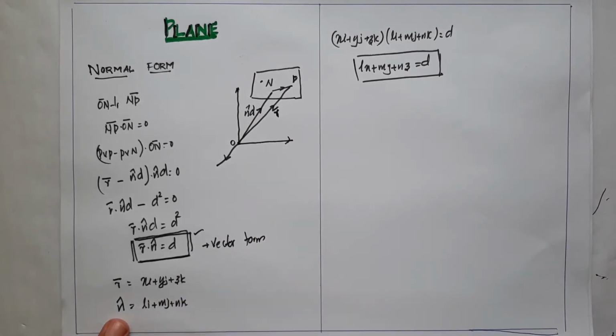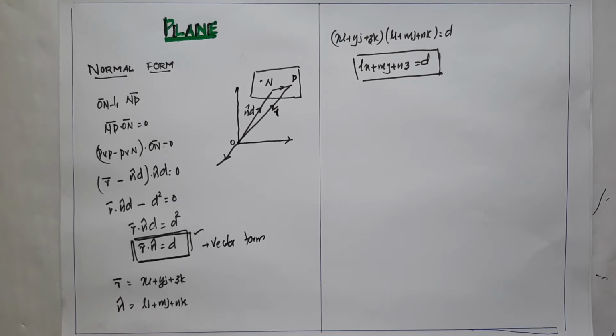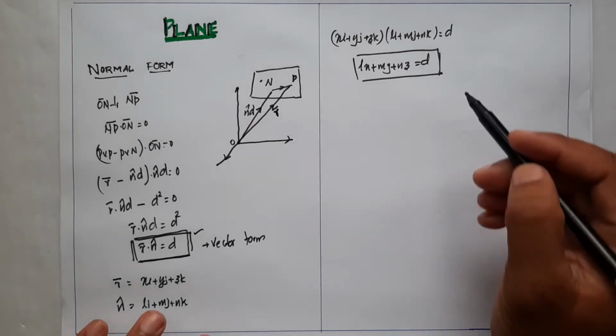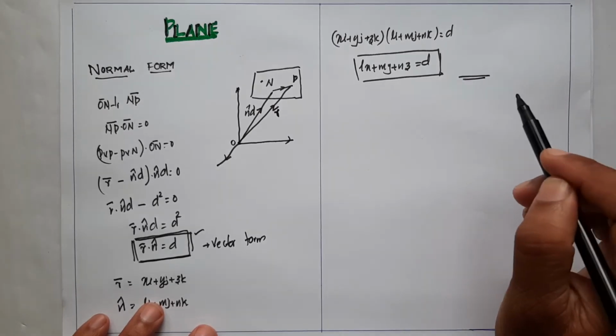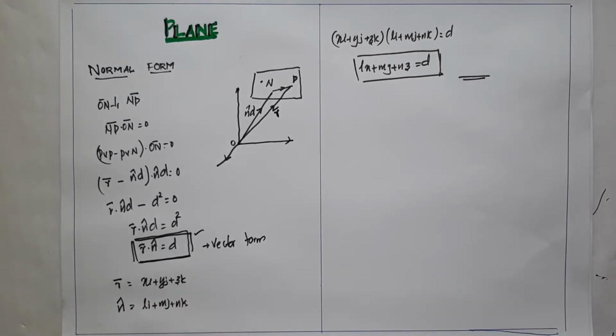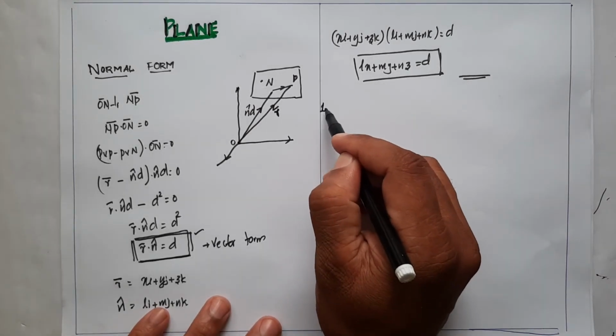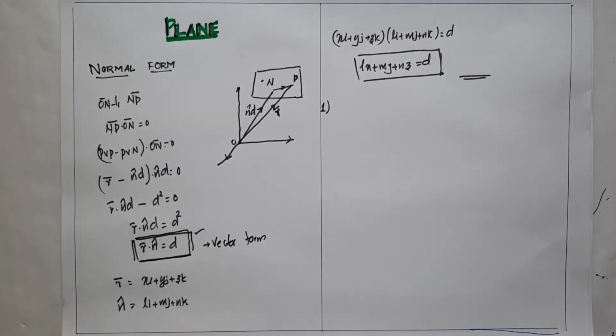Mainly we concentrate on the scalar vector form R dot n cap is equal to D. That is necessary for finding the equation. The Cartesian form is Lx plus My plus Nz is equal to D. Now let us discuss some problems based on this formula.